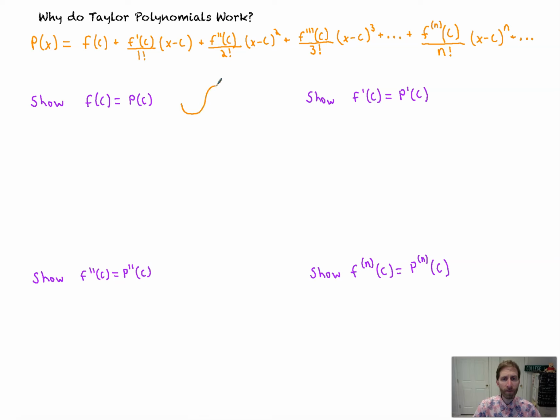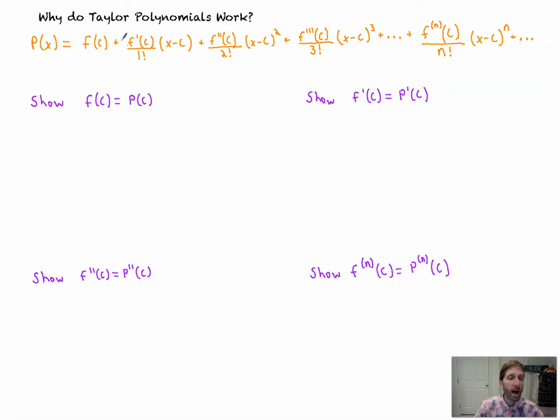Like, imagine if I have a tangent line to this point right here, and I wanted the approximation to start here. If I had f of c not equal to that point, I'm already off of where I'm approximating. So we need to start out where the y value is of our approximation.